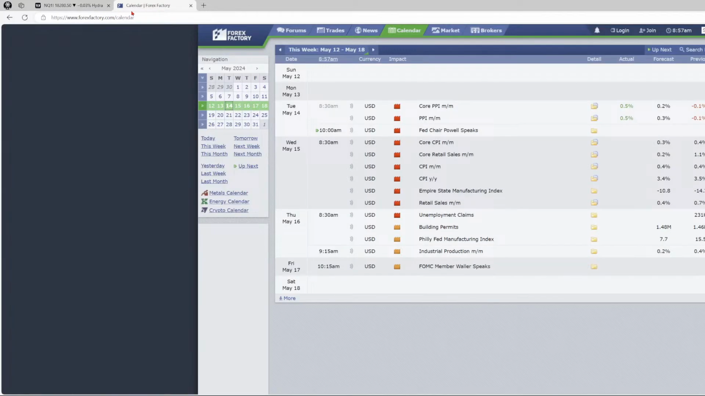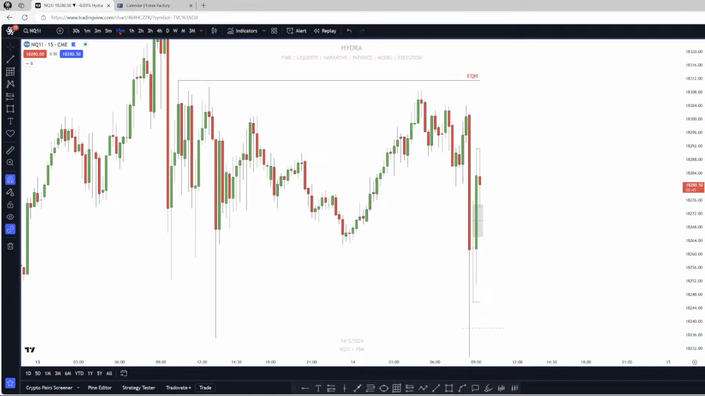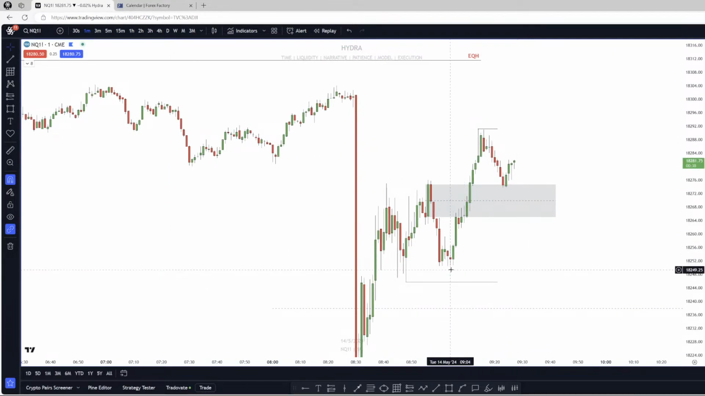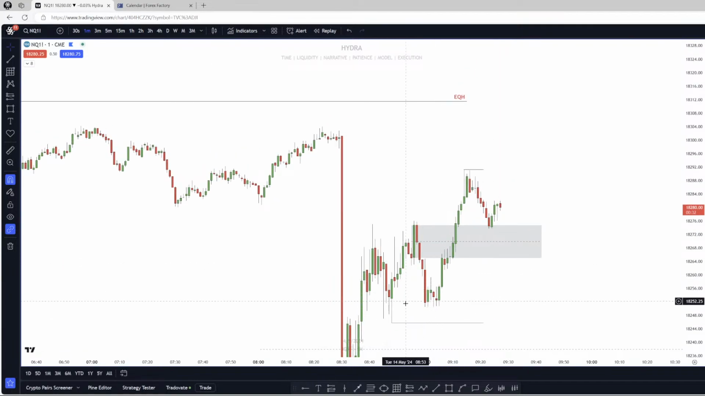Are we waiting for this 10 a.m. news to drop? 9:30 will unfold that. If we still have this low visible at 9:30, then I feel like we are just waiting for 10 a.m. to drop and then go below these equal lows.